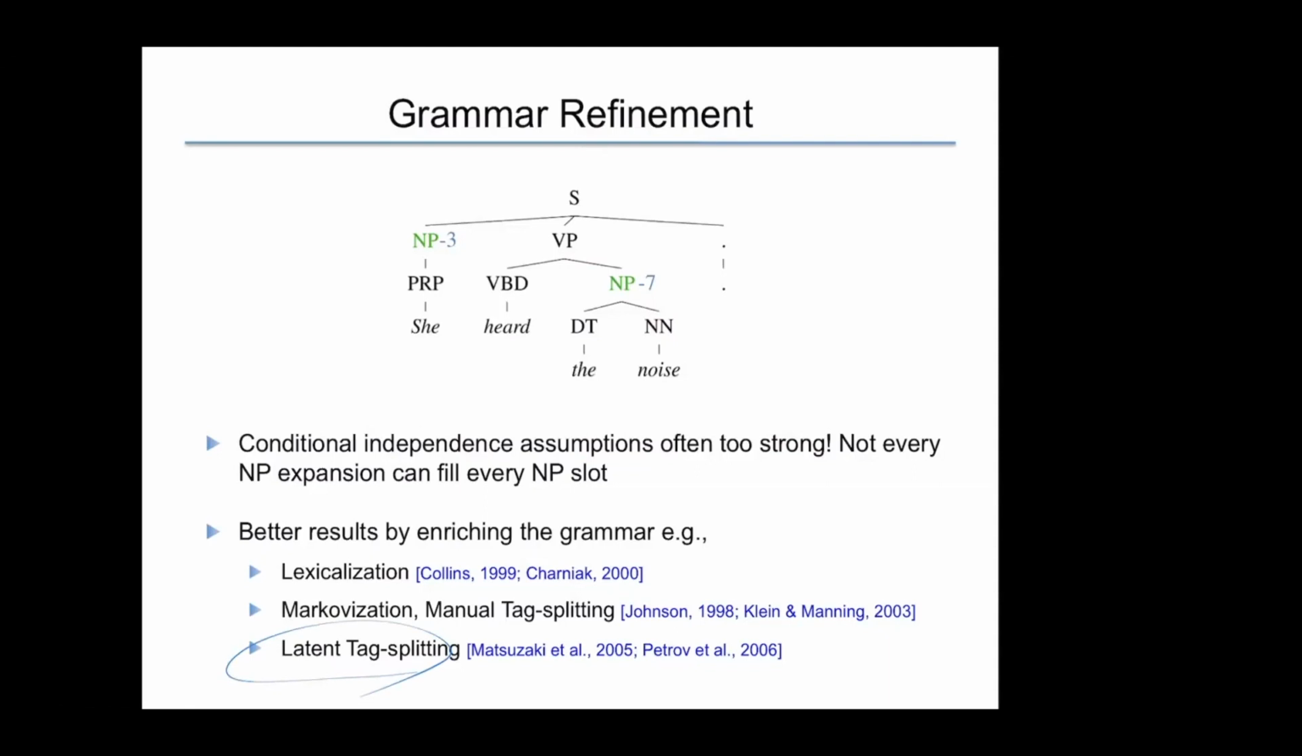So what they did in this work was, instead of manually defining which class of NP each belongs to, where the 3 and 7 are the different kinds of NPs depending on what their role is in the sentence, in the latent text splitting the model doesn't have any prior knowledge about these tags. They just make the tags as they go in order to improve the final accuracy. And that was the work in 2005 and 2006 called latent text splitting.